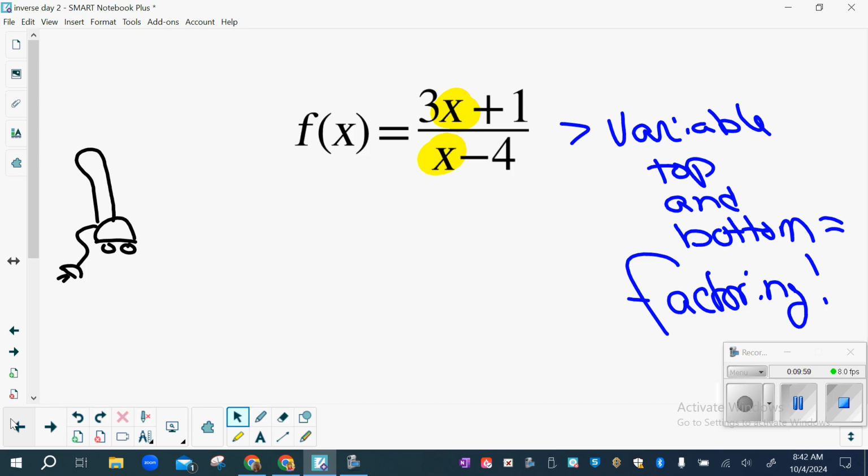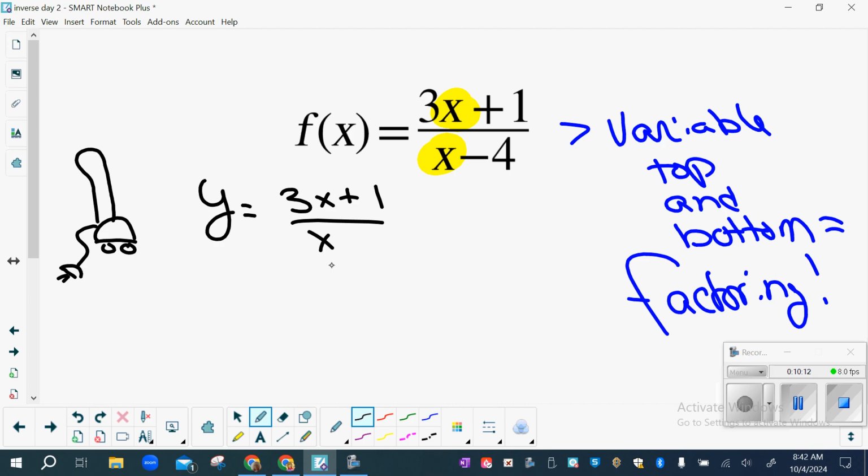Because I don't want you to miss on the test. So step one, are we ready? Let's just rewrite it with a y, right? y equals, hopefully you got to this part, (3x + 1) over (x - 4).